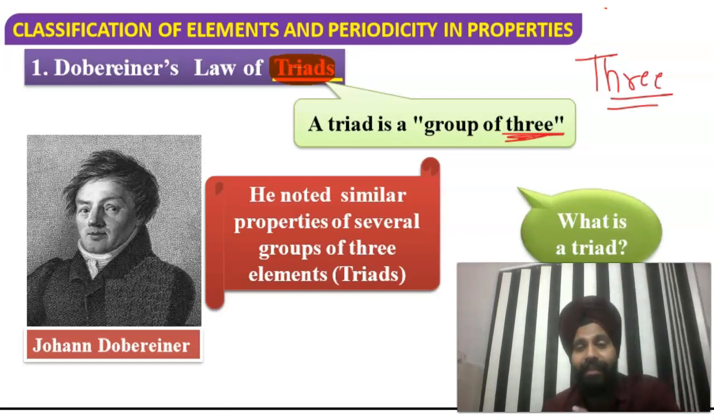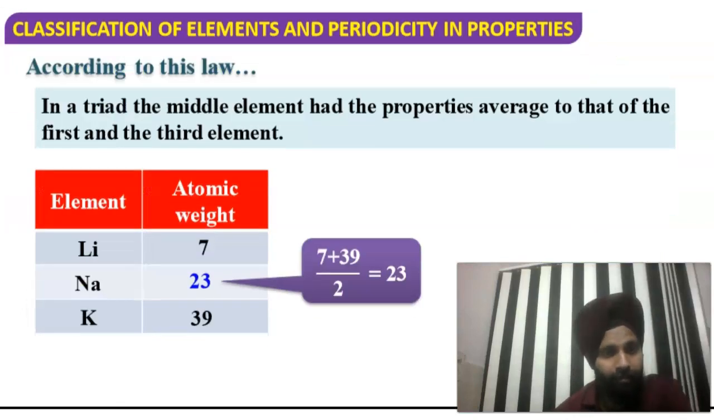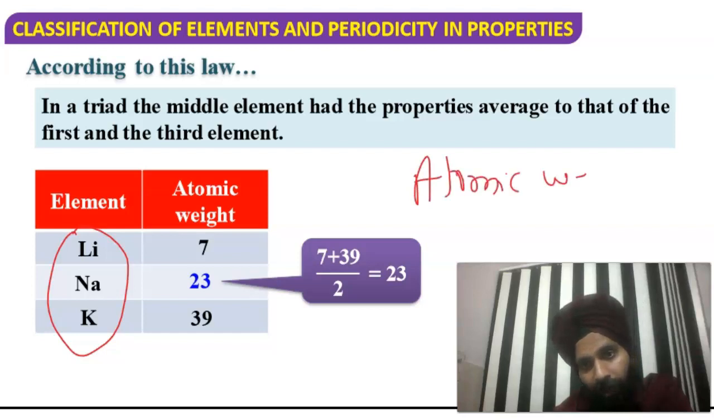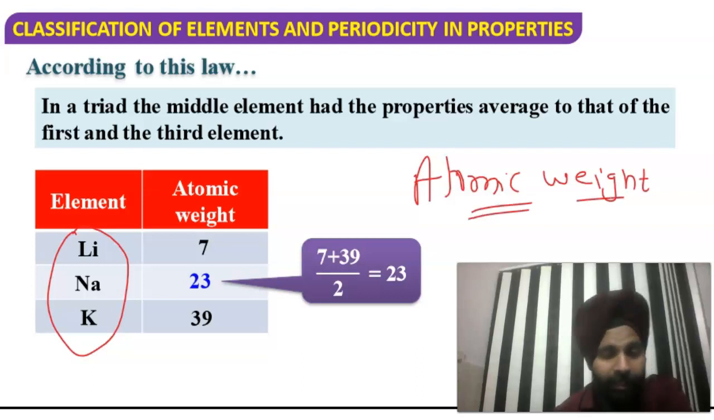How can we understand this triad? According to him, he will pick elements, suppose these three elements: lithium, sodium, and potassium. First of all, his classification is based on what? Remember, this is based on atomic weight, atomic weight only. What happens here?